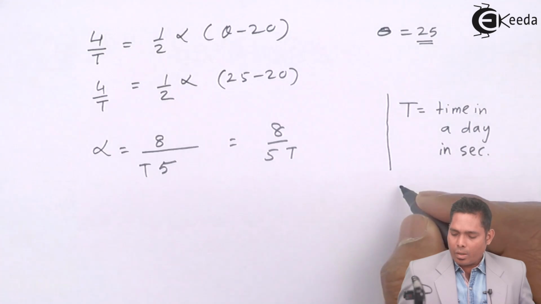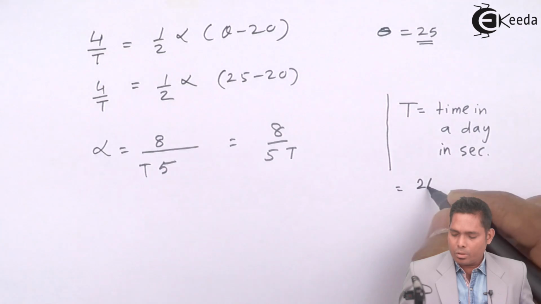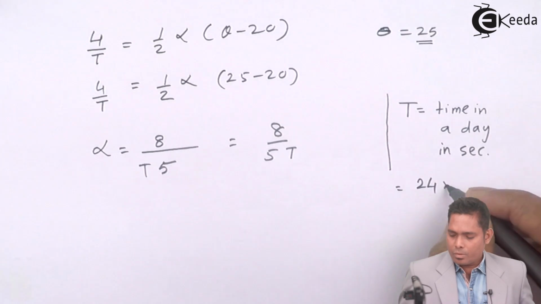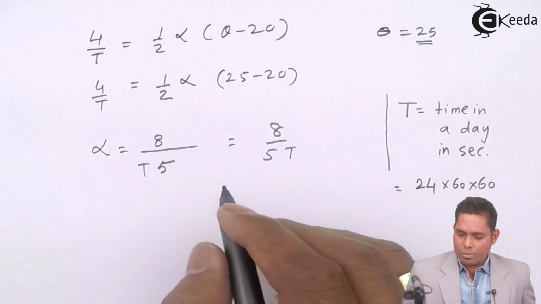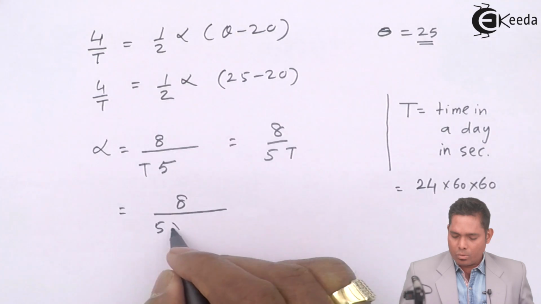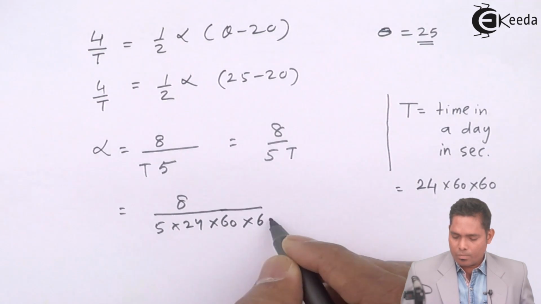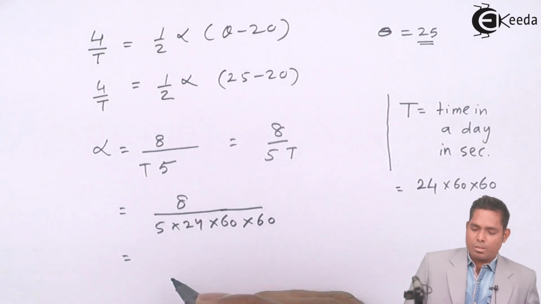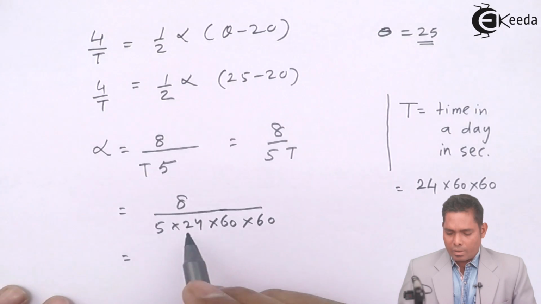So I write, in one day there are 24 hours, 60 minutes, 60 seconds. If I substitute that here, I'll get 8 divided by 5 into 24 into 60 into 60. If I solve this, then probably I will get that. So let us solve that.